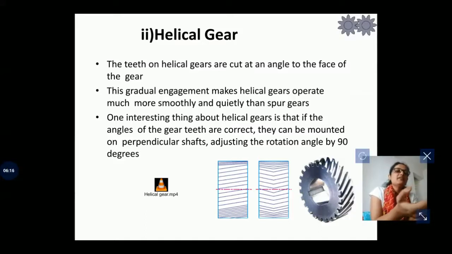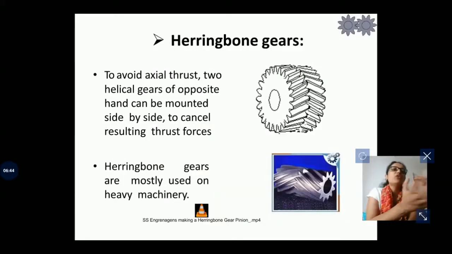The only disadvantage is, as we know, the design is complicated, so manufacturing cost is more as compared to the spur gear. Also, due to this angle of teeth, there is an axial thrust. While two gears are engaging with each other, due to the angle, teeth make an angle with the surface of the gear, there is an axial thrust on helical gear.